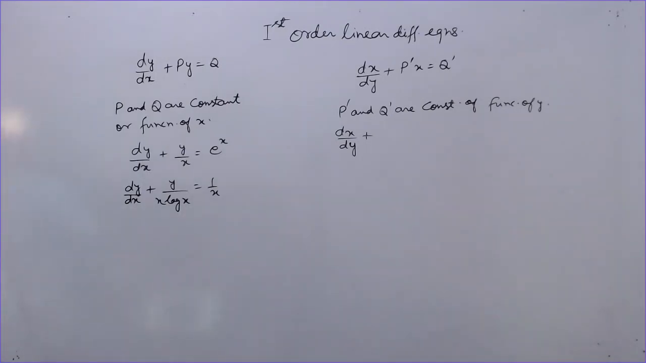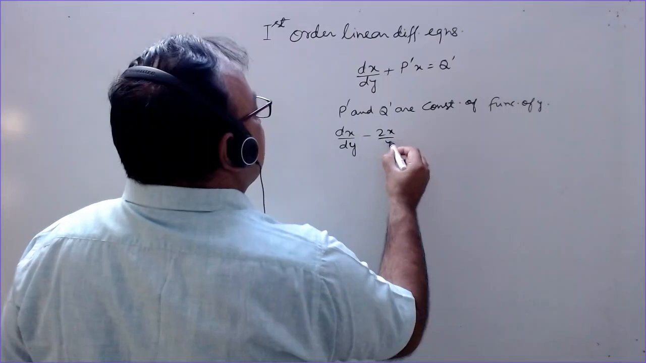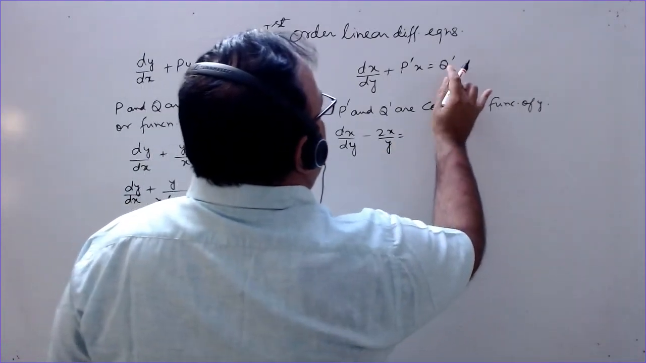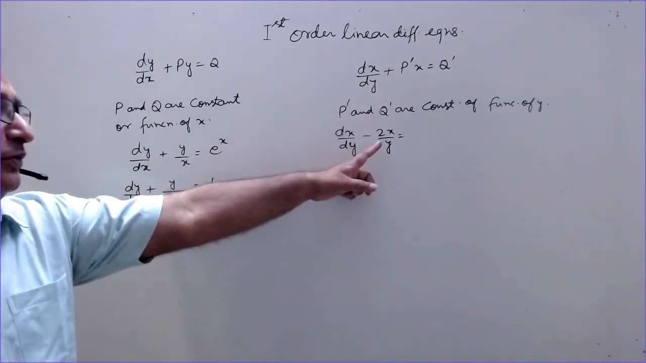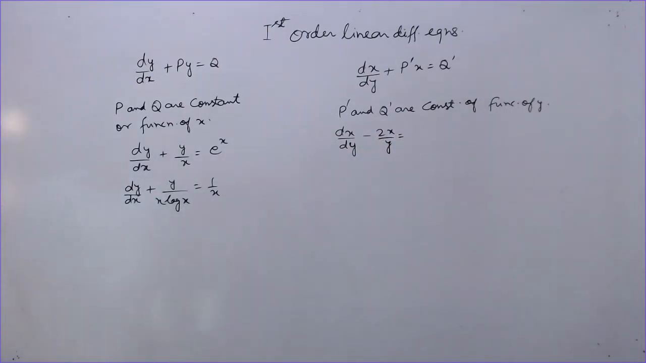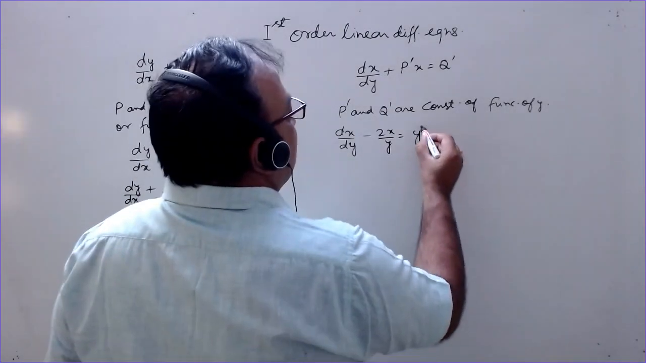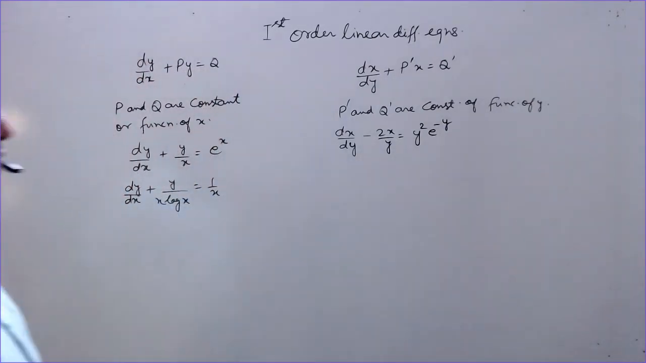So I can give an example of this. dx by dy minus 2x upon y is equal to, now q dash should also be a function of y. What is p dash here? If x is multiplied by minus 2 by y, so p dash here is minus 2 by y, and this is equal to y square e to the power minus y. So this is q dash. So we have to solve these equations. This is known as the linear differential equation.